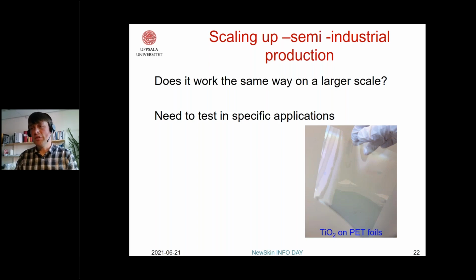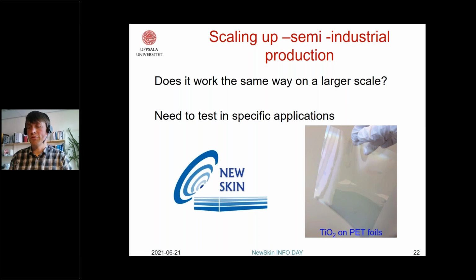So for instance, what we work on in the NewSkin project now is scaling up the titanium oxide on PET foils. And that's also very interesting because that requires low deposition temperatures, as the PET is fairly temperature sensitive. And this is where the NewSkin is becoming very important.